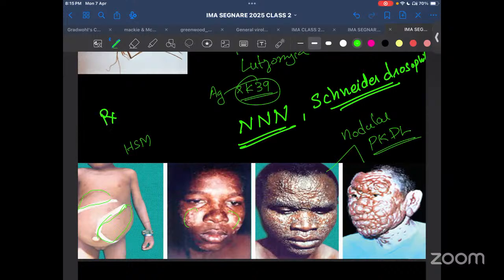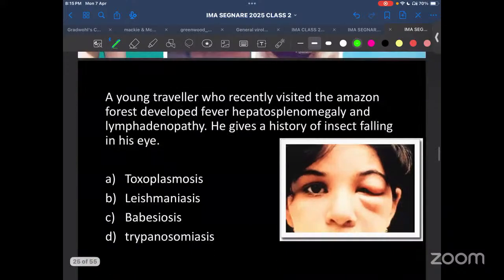The treatment is liposomal amphotericin B. Earlier we used to talk about pentavalent antimonials, but now it is liposomal amphotericin B. We can also use miltefosine. Now, coming to our next question.